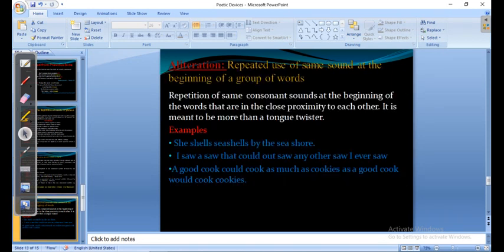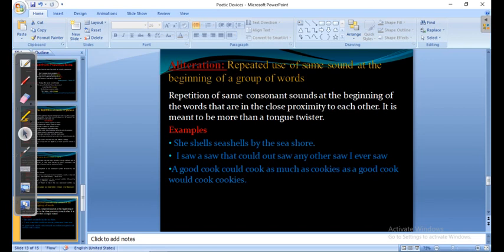Another word is alliteration. Alliteration is the repeated use of the same sound at the beginning of a group of words. It is repetition of the same consonant sounds at the beginning of words that are in close proximity to each other. It is meant to be more than a tongue twister, though it is just like a tongue twister in the poem.